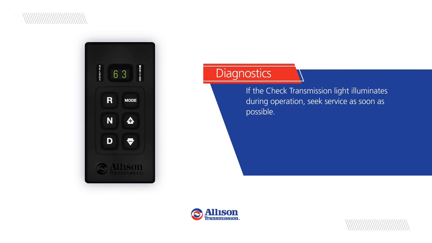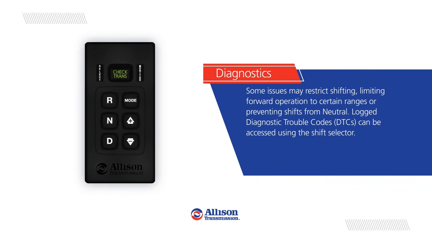Diagnostics. If the check transmission light illuminates during operation, seek service as soon as possible. Some issues may restrict shifting, limiting forward operation to certain ranges or preventing shifts from neutral. Logged diagnostic trouble codes, DTCs, can be accessed using the shift selector.